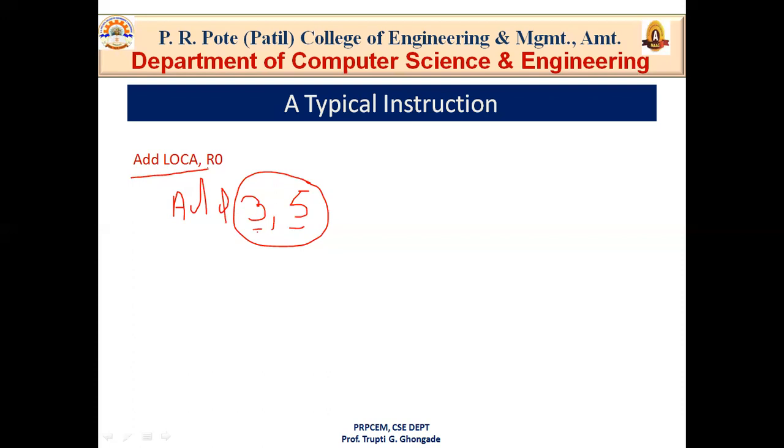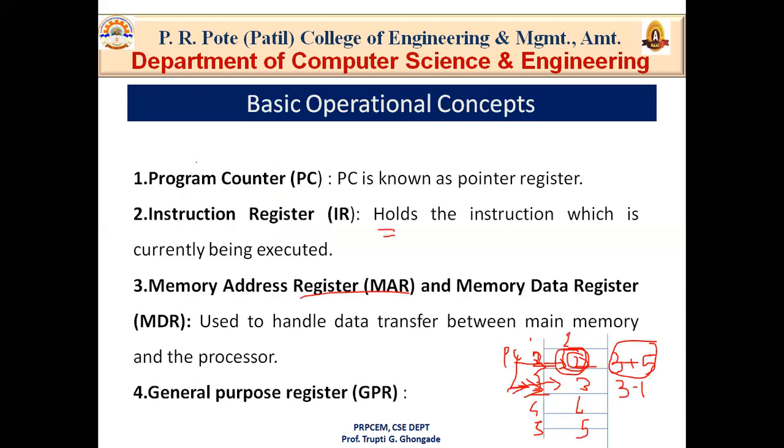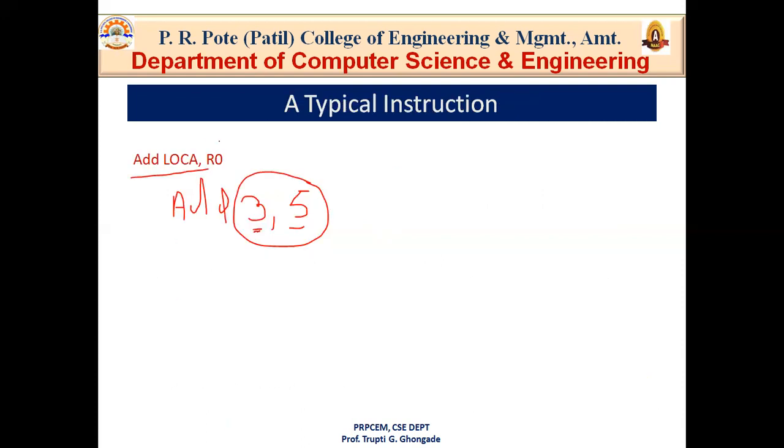So this instruction adds the operand at memory location A. Now here I'm directly representing data, but here your data is stored at location A. Likewise here your instruction 3 plus 5 is stored at memory location 2. So at memory location A, let's consider 3 is stored, and at R0 your 5 is stored. This R0 is a register. So your 5 is stored in a register and your 3 is stored at location A.